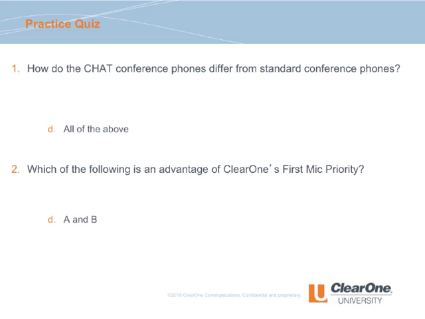The correct answer is D. Both A and B are correct. First mic priority prevents multiple microphones from activating at once when a single person is speaking, which improves audio quality by preventing that hollow or tunnel sound.